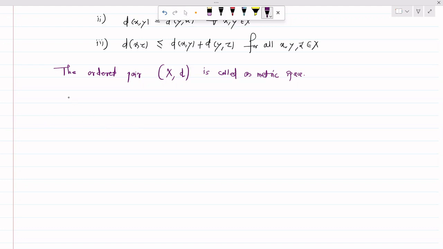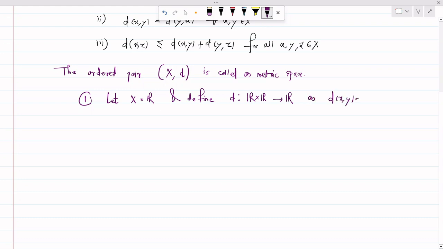So the very first example: let me take X equal to real numbers, and define d from real numbers cross real numbers to real numbers as d of x comma y is equal to mod of x minus y. We'll prove that this particular d is a metric, and R forms a metric space under this metric, and this metric is called the usual metric. So let's show this one by one.